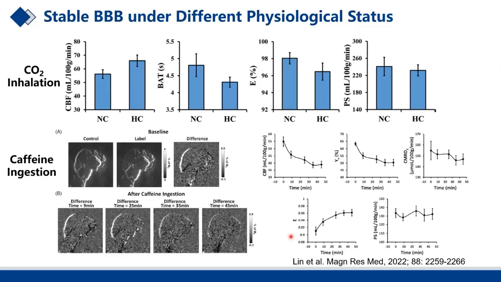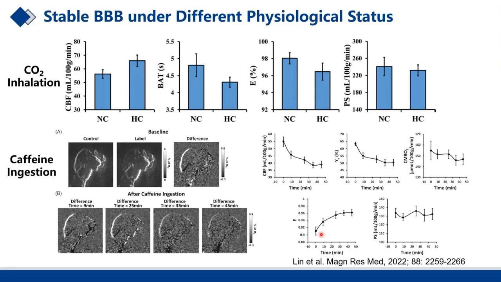Another question we want to answer is whether our BBB measurement is indeed stable under different physiological status. Just as Daniel said, our brain is always affected by caffeine. For example, you are doing a scan, you don't know if this patient just had a cup of coffee or whatever, and that may affect your BBB permeability measurement. So here we did 2 experiments. One is the CO2 inhalation, and second is the caffeine ingestion.